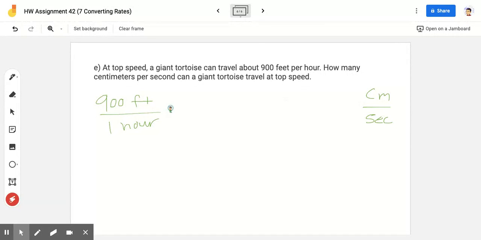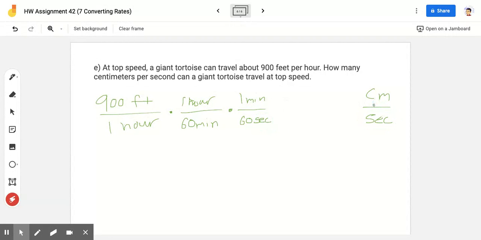All right. So in 1 hour, I'll go the long way. So in 1 hour, there are 60 minutes. All right. And in 1 minute, there are 60 seconds. All right, cool. And that's the goal. I want to get seconds in that denominator, and I got it there because that's where it's going to be here.